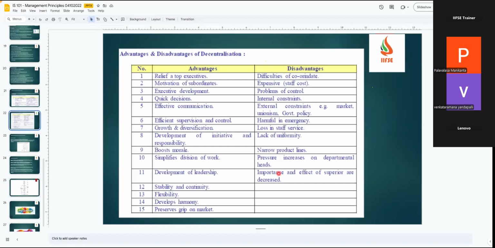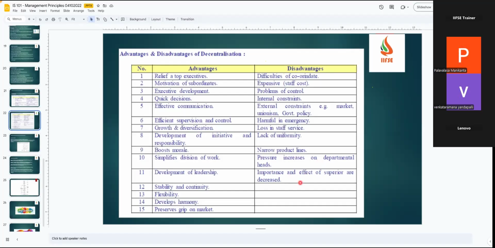Here, when we talk about narrow product lines, it is basically a disadvantage where you have very few systems, or the number of operations is very low. Then, pressure increases on departmental heads, definitely yes. On one side it makes the work easy, but on the other side, when you take responsibility for production quality or any department where you are responsible for certain targets, you will definitely have that pressure on you. Sometimes if you achieve the target it is fine, otherwise you will definitely have pressure.